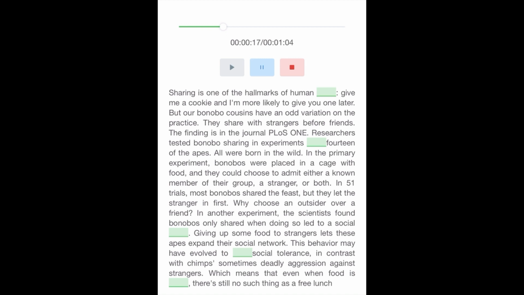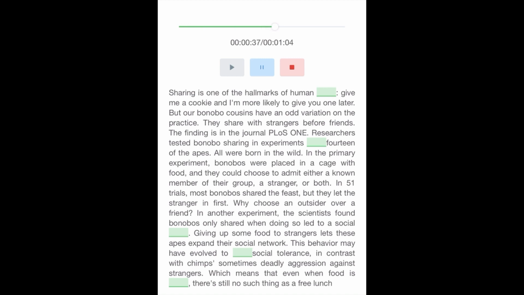Researchers tested bonobo sharing in experiments involving 14 of the apes. All were born in the wild. In the primary experiment, bonobos were placed in a cage with food, and they could choose to admit either a known member of their group, a stranger, or both. In 51 trials, most bonobos shared the feast, but they let the stranger in first.